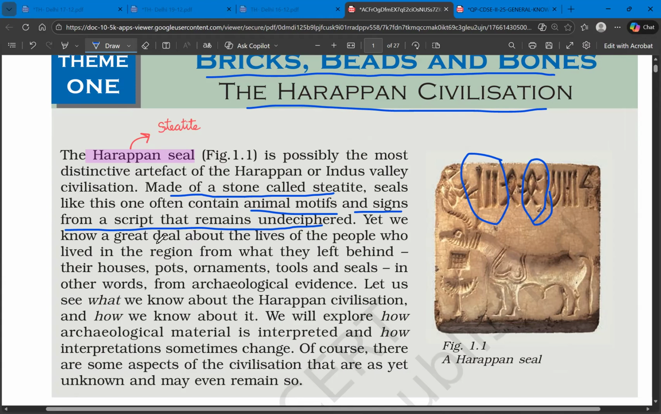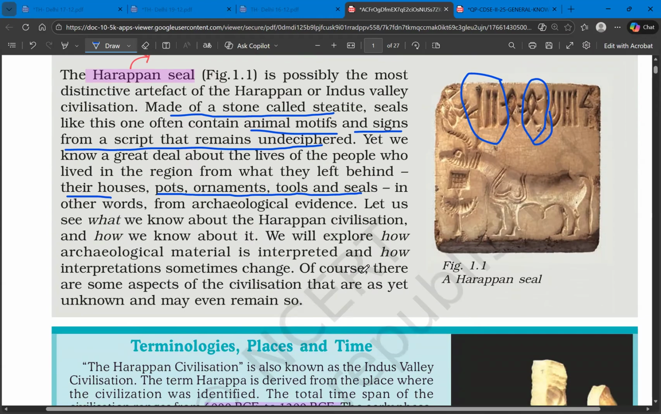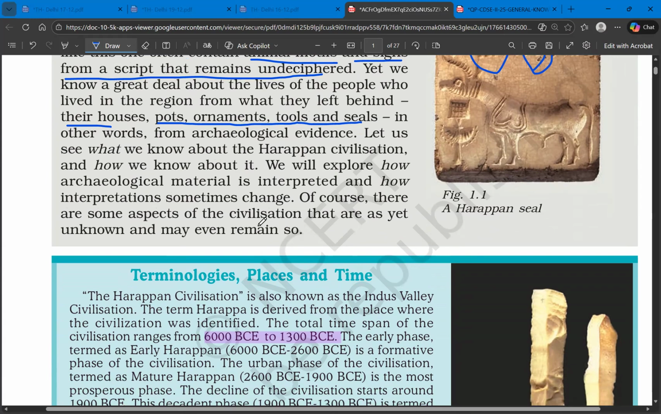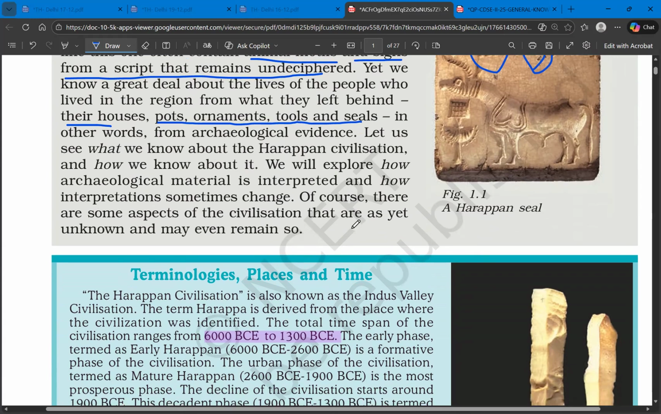Yet we know a great deal about the lives of the people who lived in the region from what they left behind: their houses, pots, ornaments, tools, and seals. In other words, from archaeological evidence. Let us see what we know about Harappan civilization and how we know about it. We will explore how archaeological material is interpreted and how interpretations sometimes change. Of course, there are some aspects of the civilization that are as yet unknown and may even remain so.